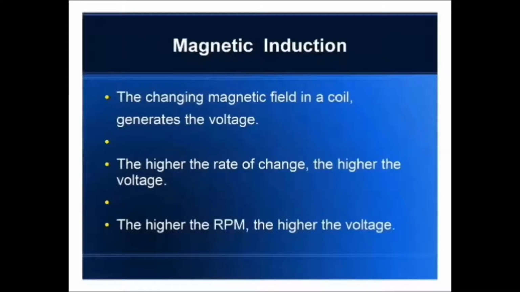The topic here is really about magnetic induction, and in magnetic induction, it's the changing of the magnetic field that induces the voltage in the coil wire. So the higher the rate of change, or the faster this change of the magnetic field, the higher the voltage in the coil. And the other thing is that the higher the RPM, the higher the voltage in a coil. So we're going to use the RPM of the flywheel to control the ignition timing.